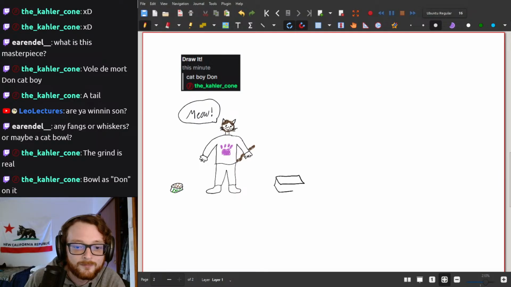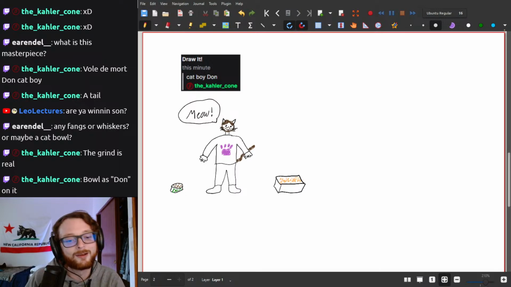Hmm. Kind of better, not really. Actually, cat litter. It's kind of that color-ish. That color, maybe. Let's see how this looks. Kinda. It's a little more gray than this, but this will do. Okay.